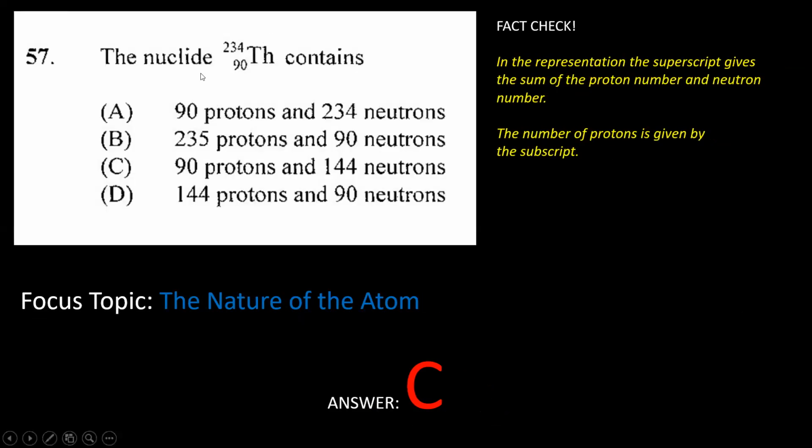57, the nuclide thorium-234 with atomic number 90 contains how many protons and neutrons? 234 is the total number of protons plus neutrons, and the 90 is the number of protons. So if you subtract 90 from 234, you'll have 144. So the answer should be C. So the 90 here represents the proton number, 90 protons, and 144 neutrons.